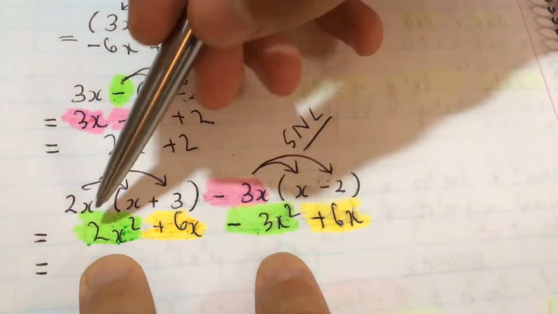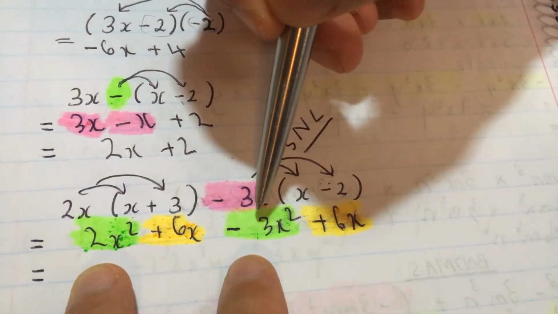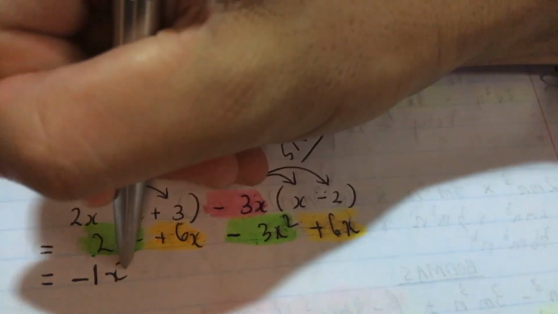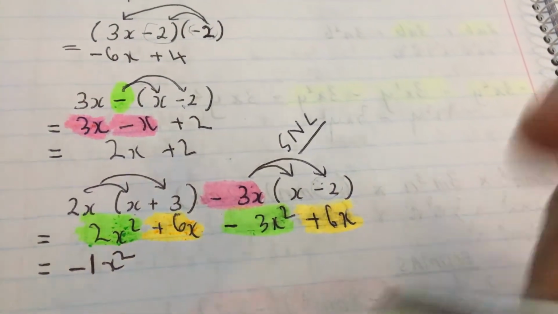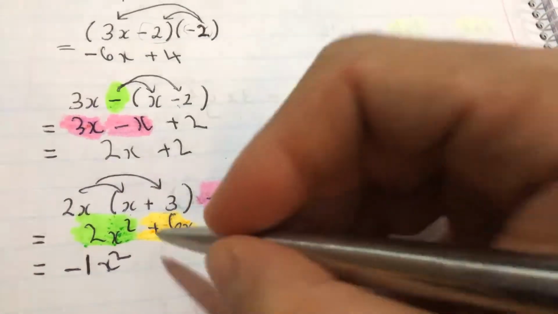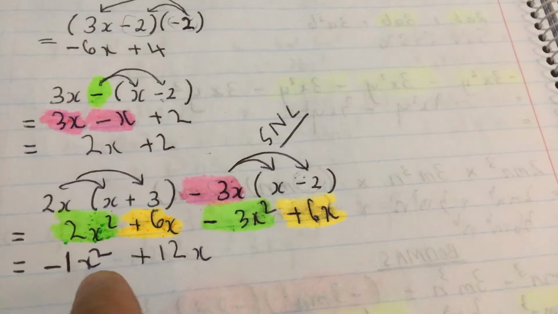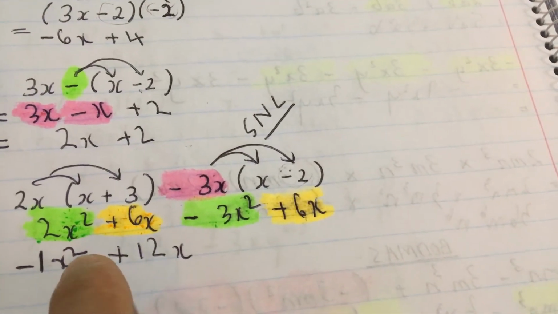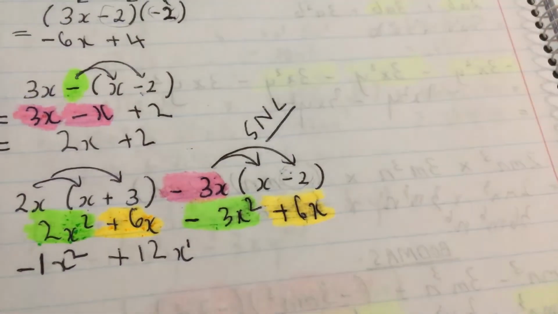So what's 2x minus 3x? So it's 2 minus 3. You should know your integers. 2 minus 3 is negative 1, x squared. And what's 6x plus 6x? 6 yo-yos plus 6 yo-yos, 12 yo-yos. Can I add these two together? No. And why? Because that's squared and that's to the power of 1. So that's my final answer.